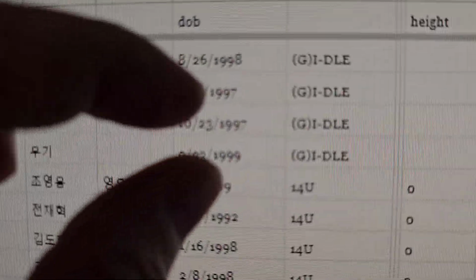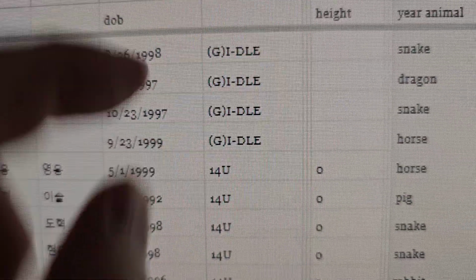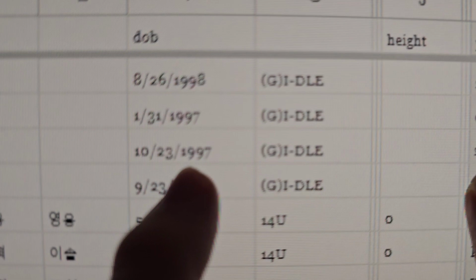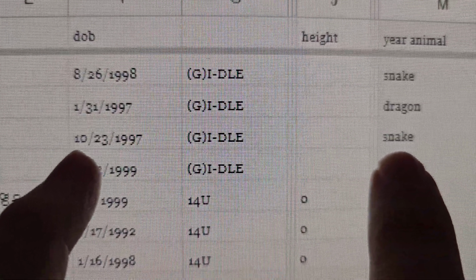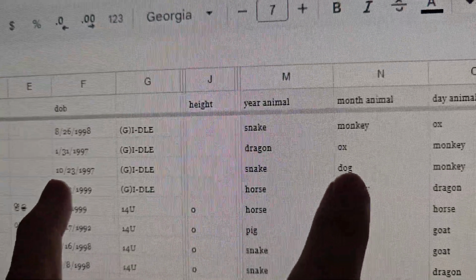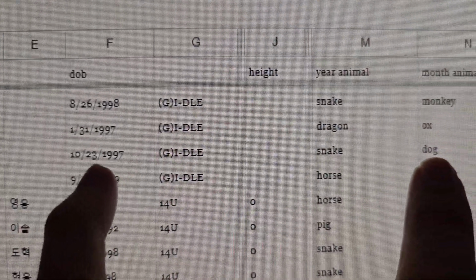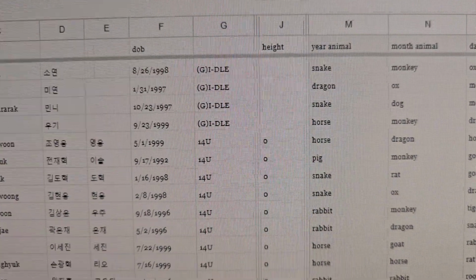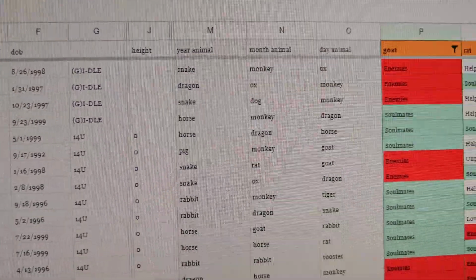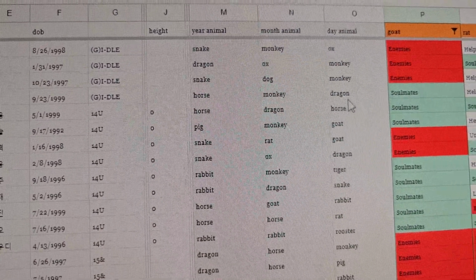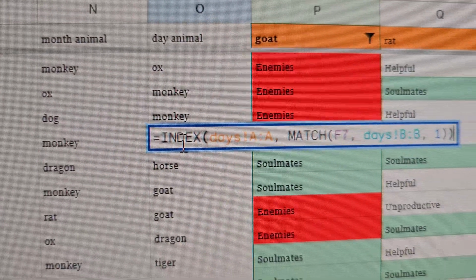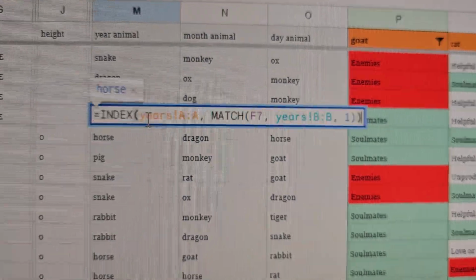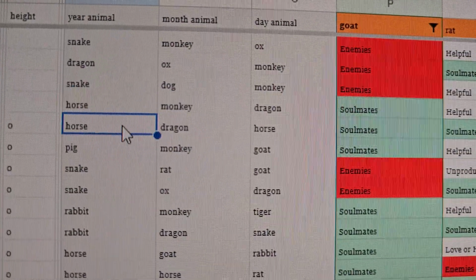So if this person was born here, I analyze it and say, okay, this year, 1979. 1979 is snake year. October 23, October is dog month. And then the 23rd day of October is monkey day. Where do I get that information? How do I get this information? All you have to do is look at the formula, and the formula will tell you what I did.